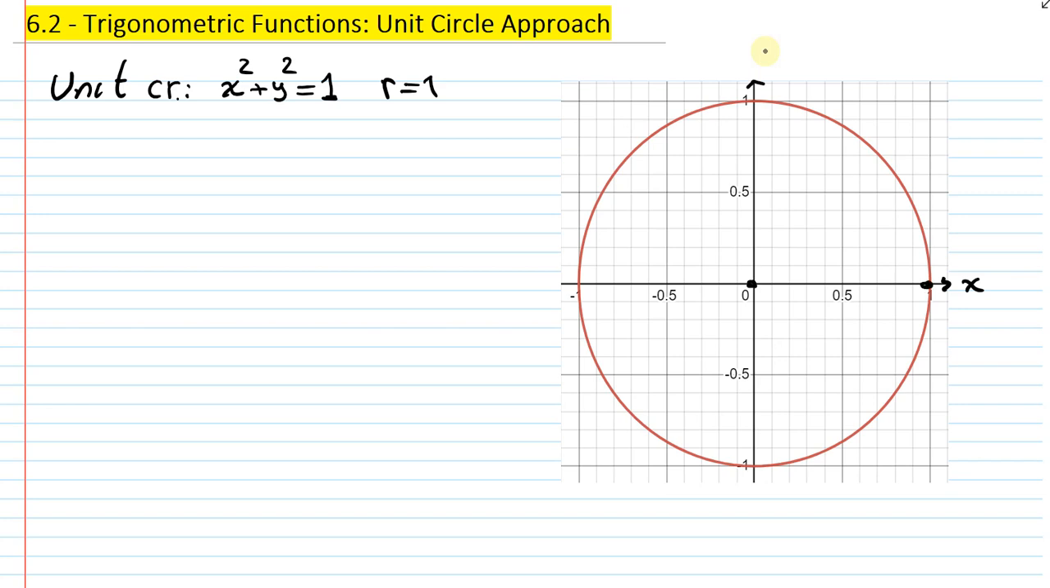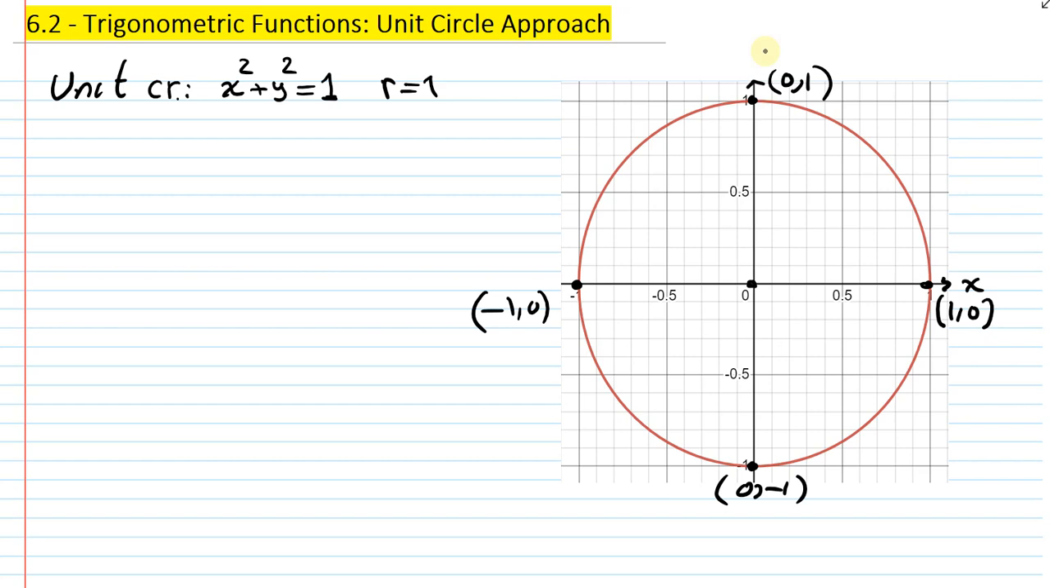The coordinates of this point, therefore, is (1, 0). The coordinates of the point here is (0, 1). The coordinates of this point, (-1, 0). And the coordinates down here, (0, -1). You see that? Therefore, we have those coordinates.